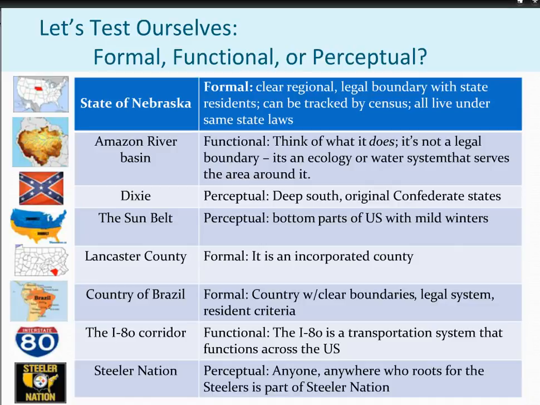The I-80 corridor is a functional region. So the I-80 is a transportation system, Interstate 80, that functions across the United States and serves a certain corridor of the United States, a certain section. It's different from Route 66 that serves an entirely different portion.